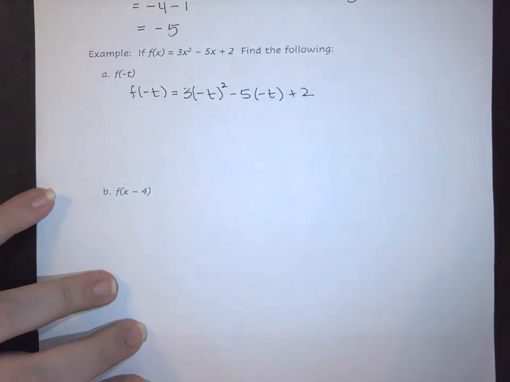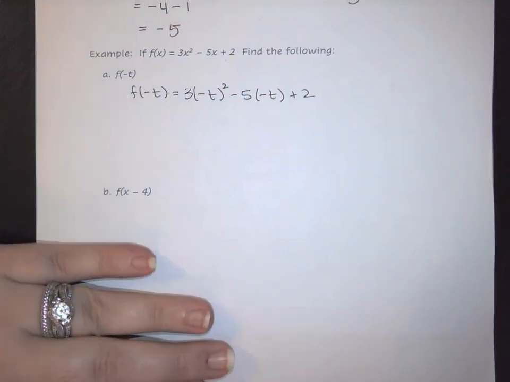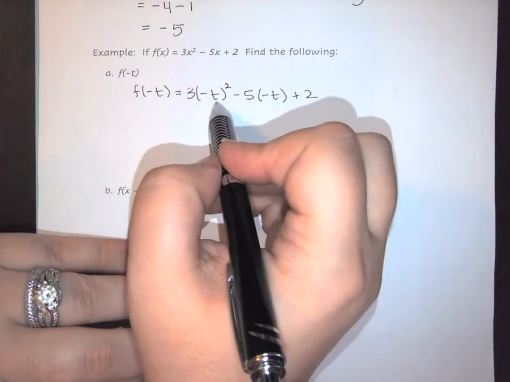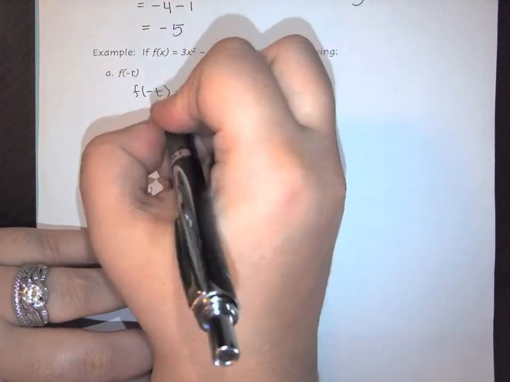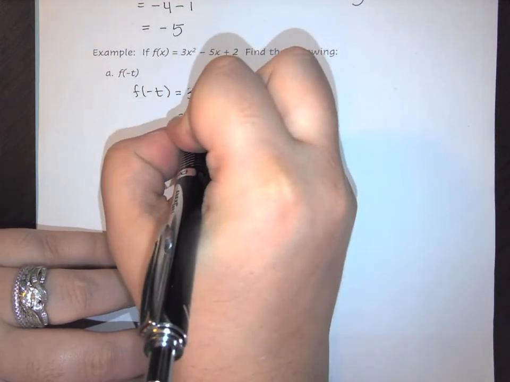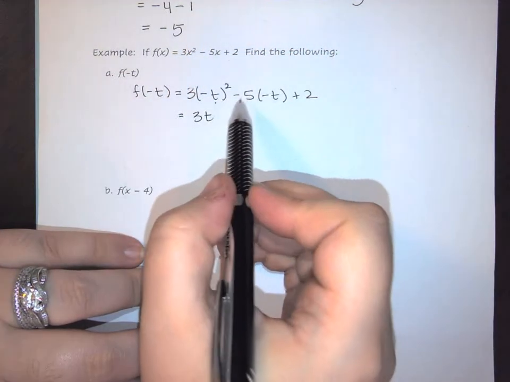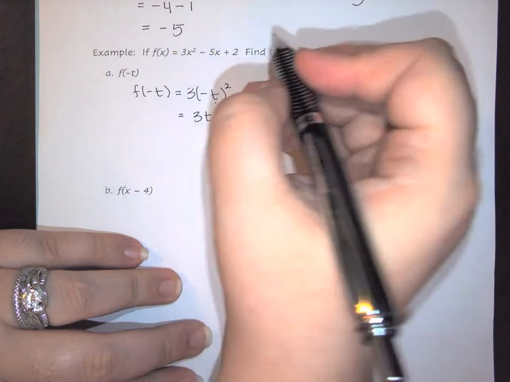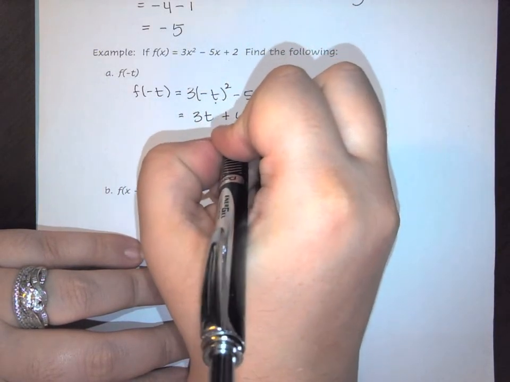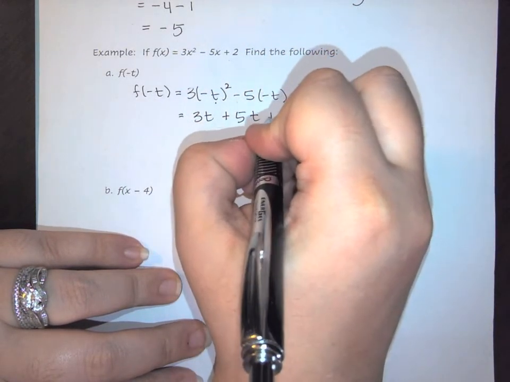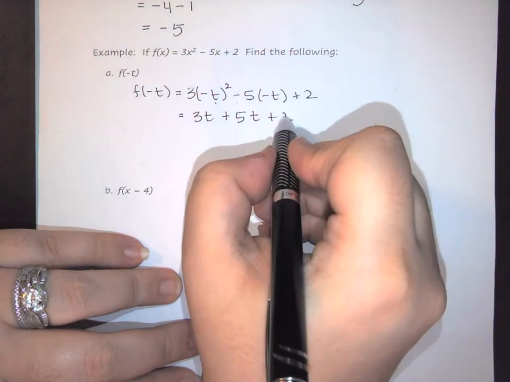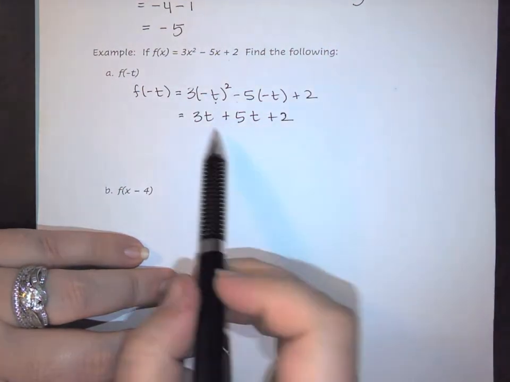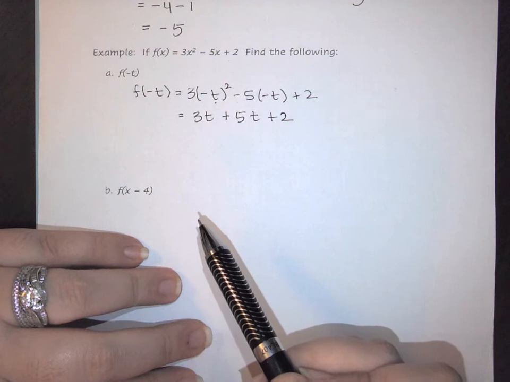And now what we have to do is simplify this down as far as we can. So -t squared is going to be t, so this is 3t. -5 times -t is going to change this to be plus 5t, and then plus 2. Now since we do not know what t is, this would be the actual answer here.